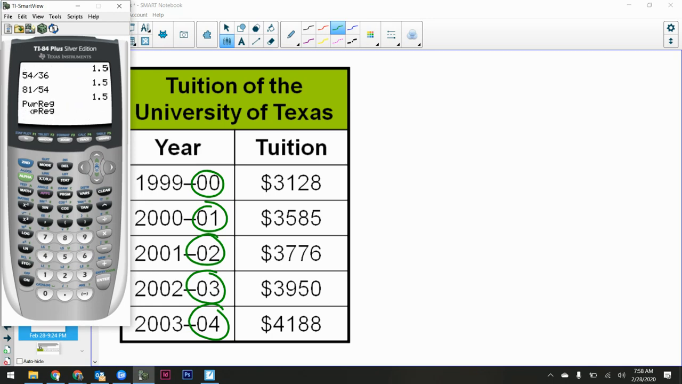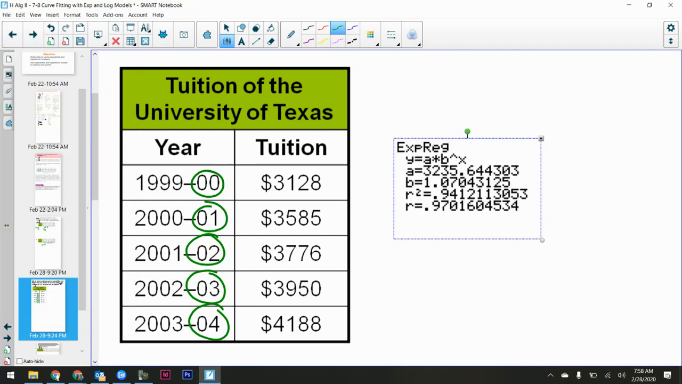Okay, EXP reg. There we go. So look at what it's giving you: a times b to the x. They're giving you a starting value and then a base raised to the x. So this equation is really quite simple. f of x is equal to a, 3235.64, times b, 1.07, raised to the x. That's our function. That's what models this data.